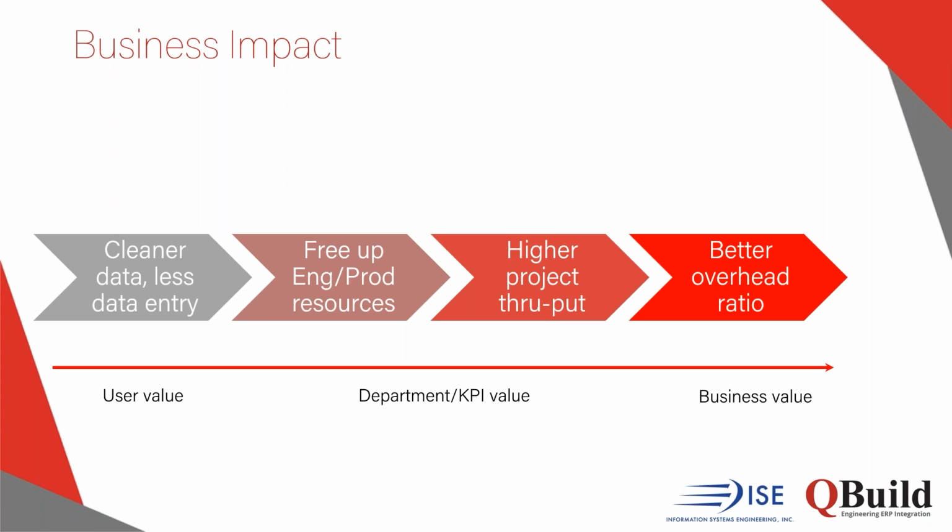And the cleaner data and shorter process times between CAD and ERP mean a faster design to production process. And if you have a faster lead time, it means you can produce products at a higher efficiency rate, increasing your department value, and an overall better overhead ratio. And you can get your products out the door faster to ultimately generate more revenue and make your company more efficient.